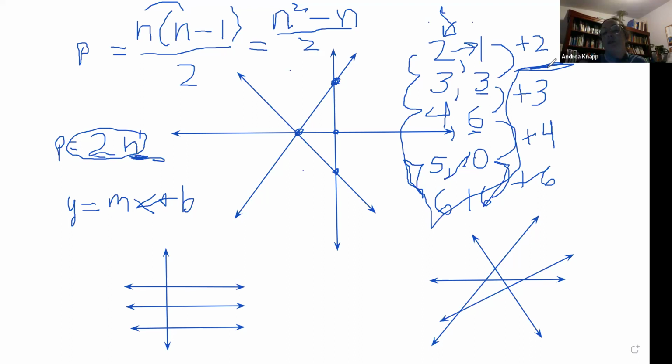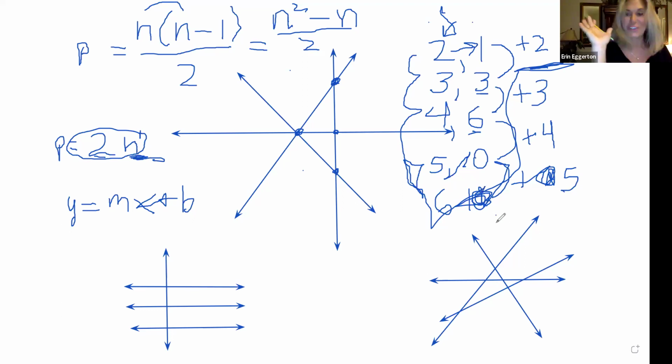So first it went +2, 1 + 2 is 3. Next time it went +3, 3 + 3 was 6. Next time it was +4, 6 + 4 was 10. So I'm predicting the next one is going to be +5, in other words, 15. Let's check. Yeah, so you were right. My head wasn't in the game. So check 6 and 15. 6 squared is 36, minus 6 is 30, divided by 2 is 15.